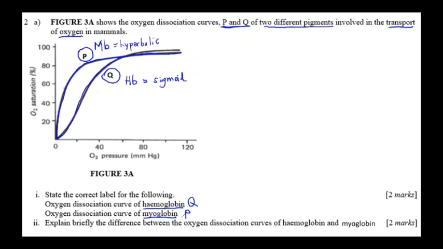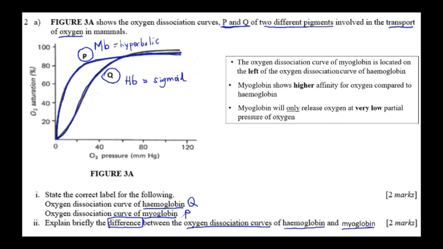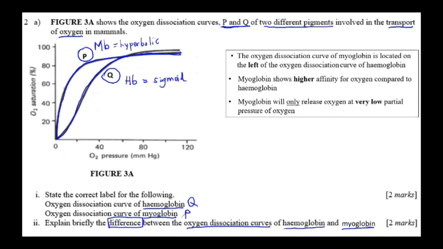So you can see here, and that's the hemoglobin. 2. Explain briefly the difference between the oxygen dissociation curves of hemoglobin and myoglobin. So the first one, we compare the position of the curve. The oxygen dissociation curve of myoglobin is located on the left of the oxygen dissociation curve of hemoglobin.